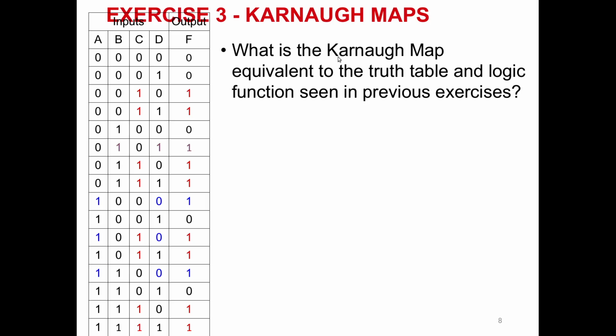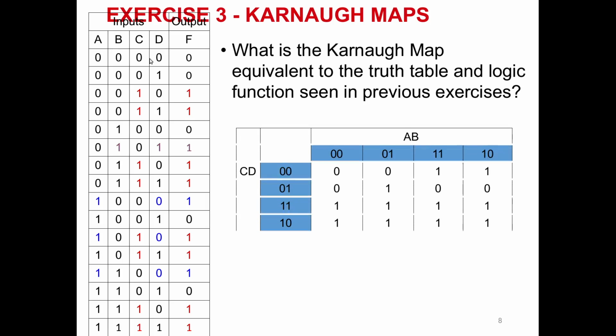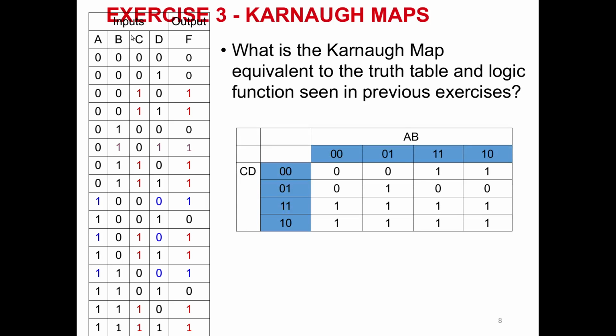Now we will make the Karnaugh map. We know that we have 4 inputs, and so we will divide the inputs into 2 groups, AB and CD. AB here will be on the horizontal axis, and CD is on the vertical axis. For the 2 input values AB, we have 4 cases of 0 0, 0 1, 1 0, and 1 1.